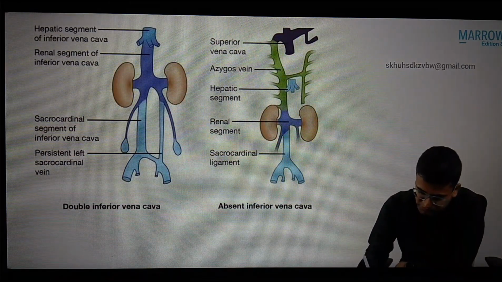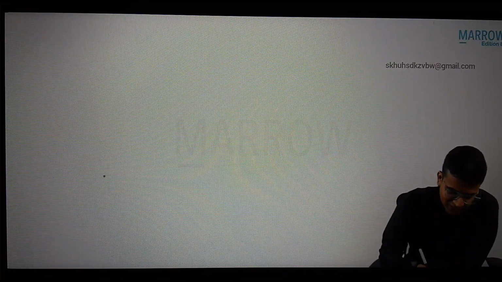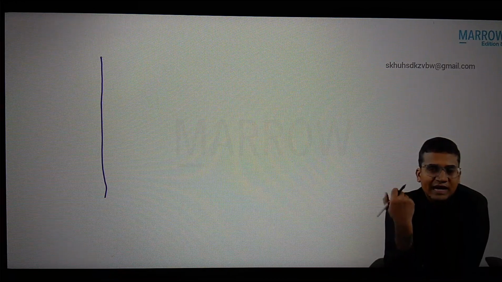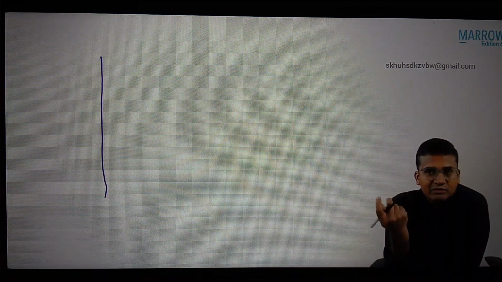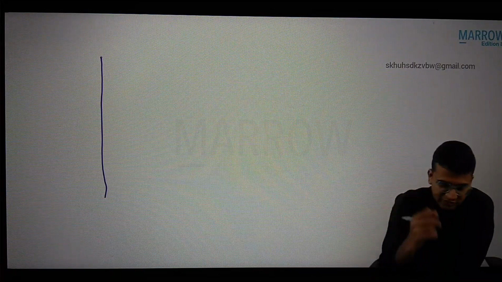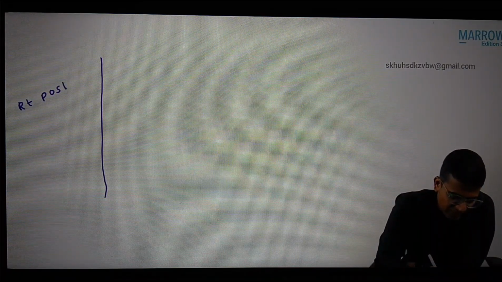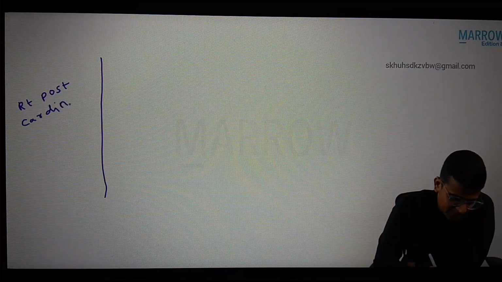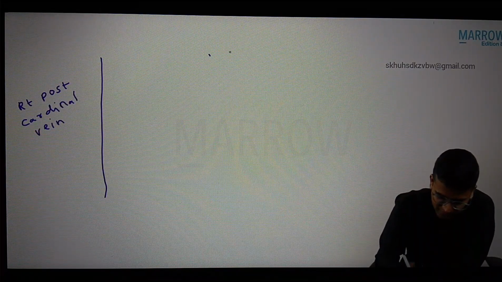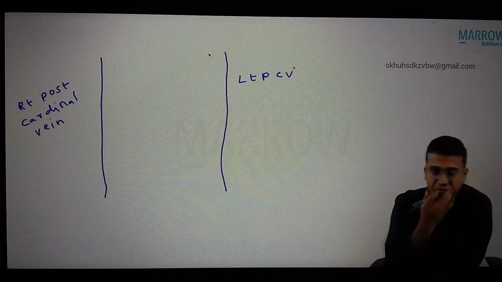So now the inferior vena cava, now this is our posterior cardinal vein. I told you the anterior cardinal vein drain the blood from the upper part of the body, and the posterior cardinal vein drain the blood from the lower part of the body. No? So now this is our right side posterior cardinal vein. Similarly, this is left side. This is left side posterior cardinal vein.